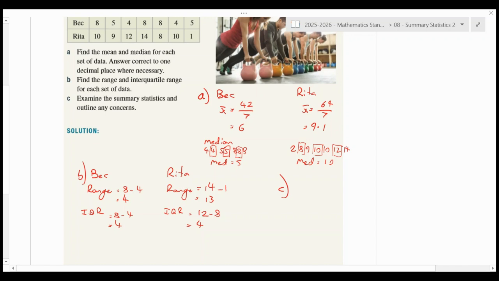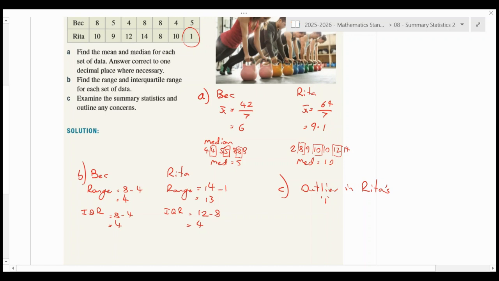Question C. Examine the summary statistics and outline any concerns. So we have a look at those and you go, okay, well, median's 5. Like you've got your median, your mean, your range, and your interquartile ranges, they all look all right, except for one thing. If you have a look at Rita's class, she's got this 1. So she has an outlier. So there is an outlier in Rita's, which is the 1.